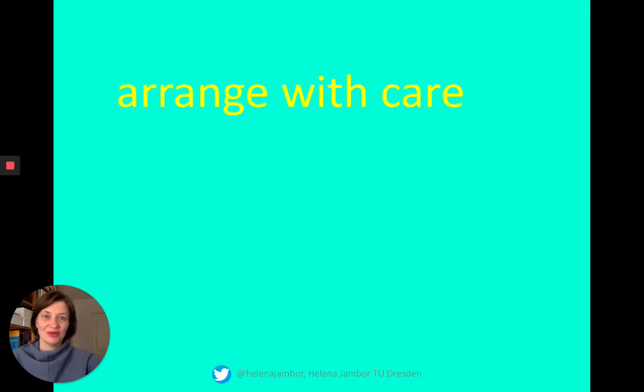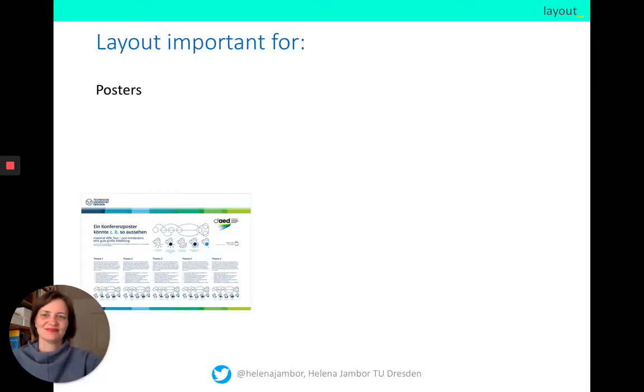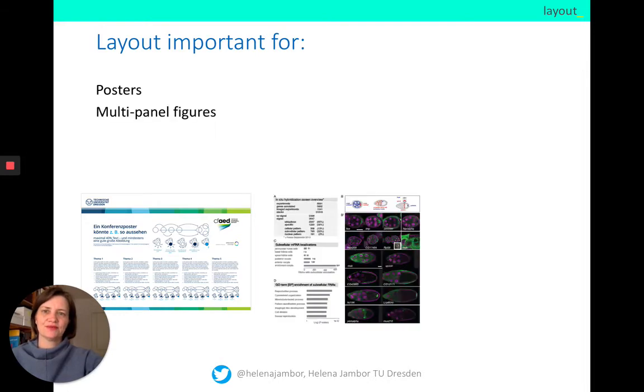Welcome to Unit 7 about layouting, which I call Arrange with Care. So layout is important in the scientific context, obviously, when making posters. And many institutions actually have a poster template that is readily available for usage by PhD students, and that already complies with the major layouting rules.